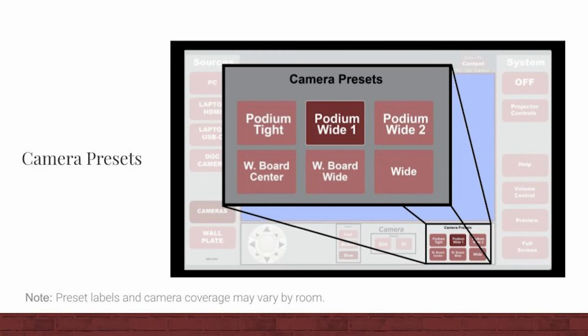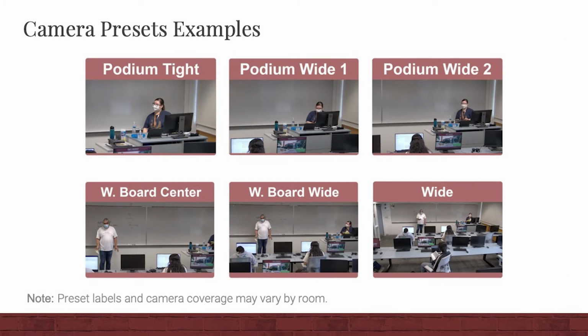For easy access to different camera views, there are some camera presets available. These presets can be found to the right of the zoom controls. Camera presets available are Podium Tight, Podium Wide 1, Podium Wide 2, Whiteboard Center, Whiteboard Wide, and Wide.